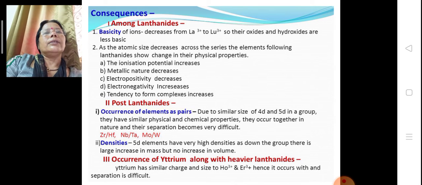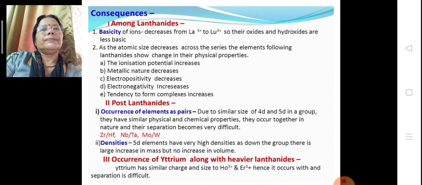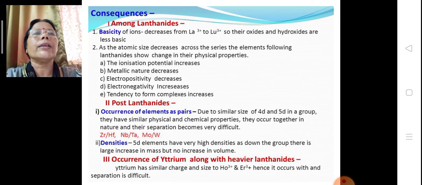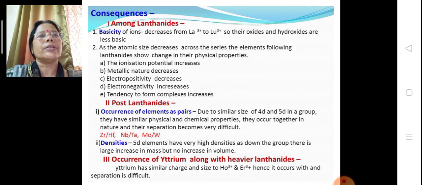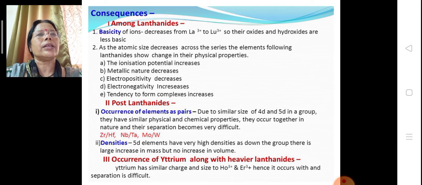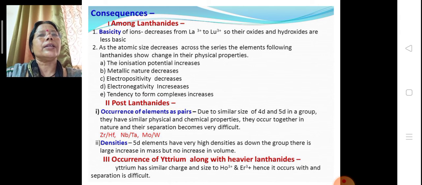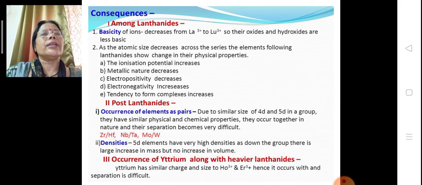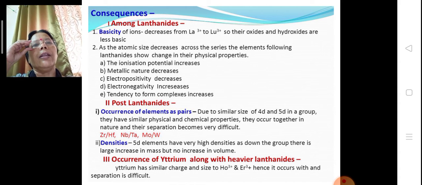Among the lanthanides, one consequence is that the basicity of ions decreases from lanthanum to lutetium, so their oxides and hydroxides are less basic. As the atomic size decreases across the series, the lanthanides show changes in their physical properties. The size decreases, the ionization potential increases, metallic nature decreases, electropositivity decreases, electronegativity increases, and the tendency to form complexes also increases as the series goes on with atomic number.